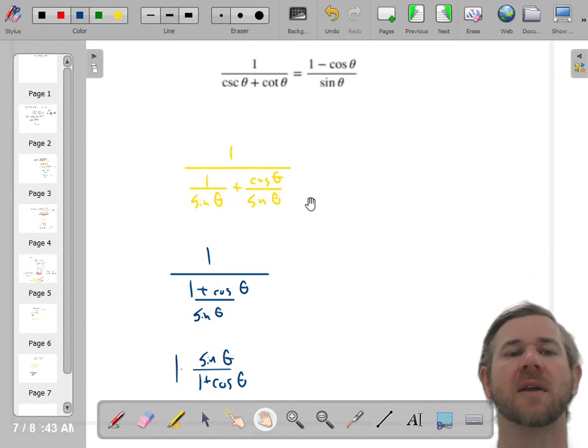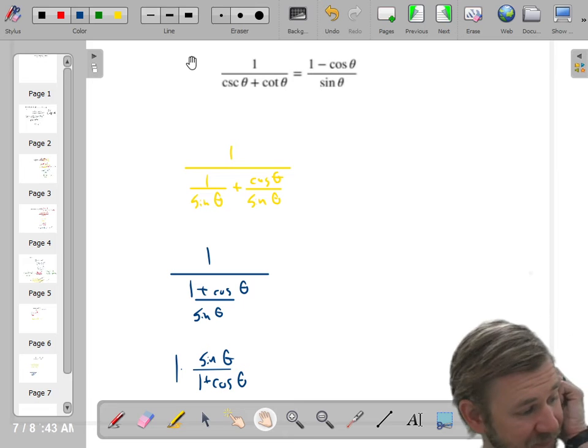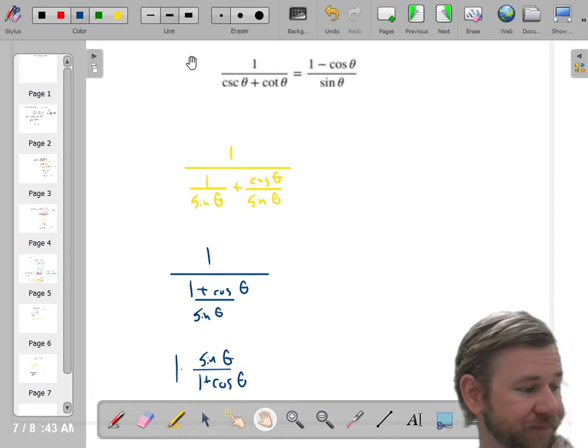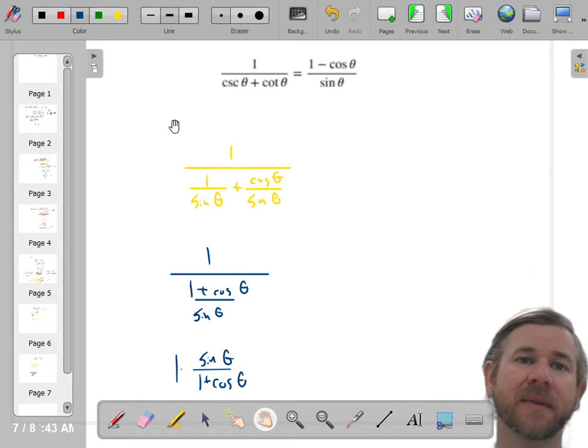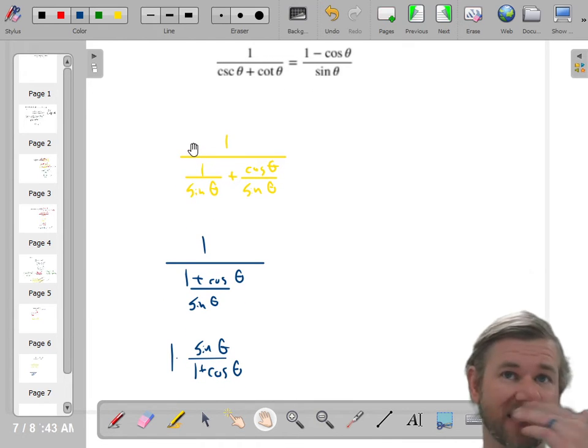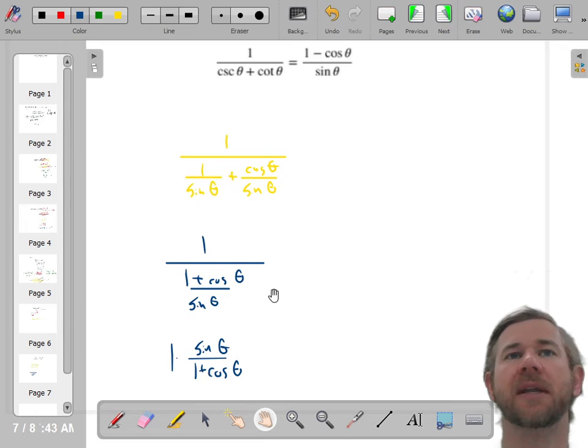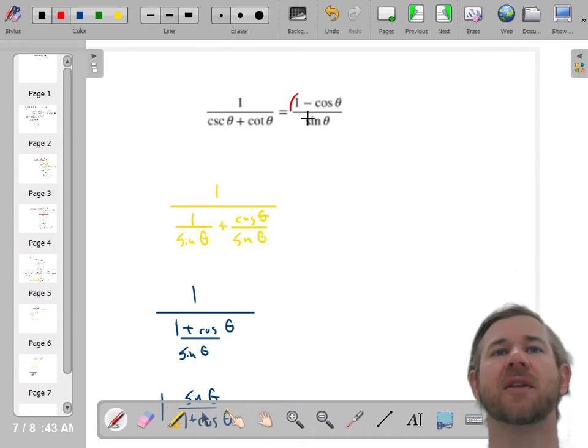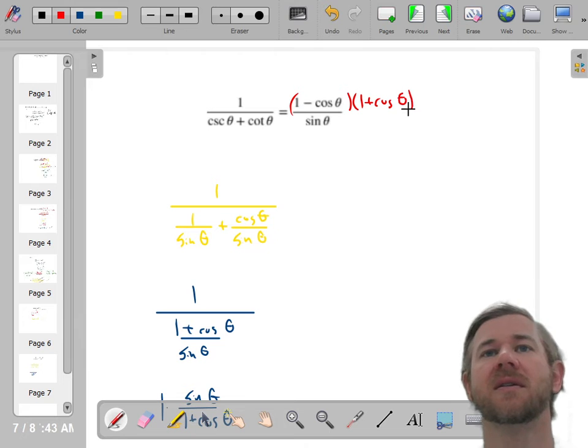Sine of theta over... Okay, so, man, that's not helping me. I'm like going in a big circle here, trying to get a minus. So maybe what I should try and do instead, because I'm just kind of going in circles, is the conjugate. You could do it here, or maybe I'll just do it in this first one. Let's try this. 1 plus cosine theta. See if this helps us. 1 plus cosine theta, top and the bottom.